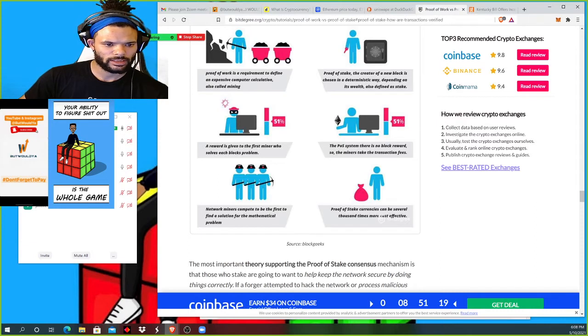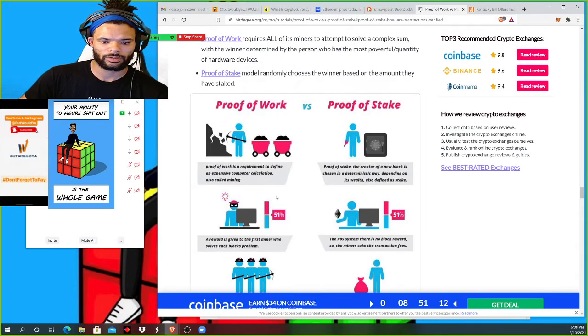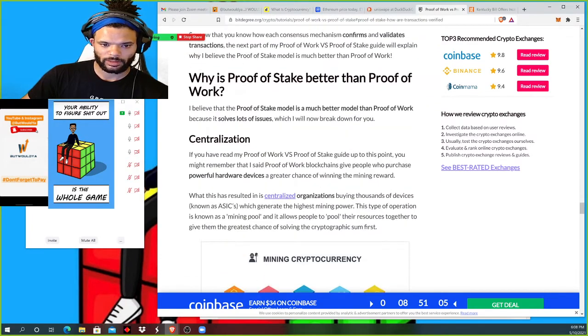And do we have any other questions right now? Okay, I'm just making sure. I'm just going through the basics of crypto, like proof of stake blockchain, proof of work blockchain, centralization, right? So this is what we're trying to stop.